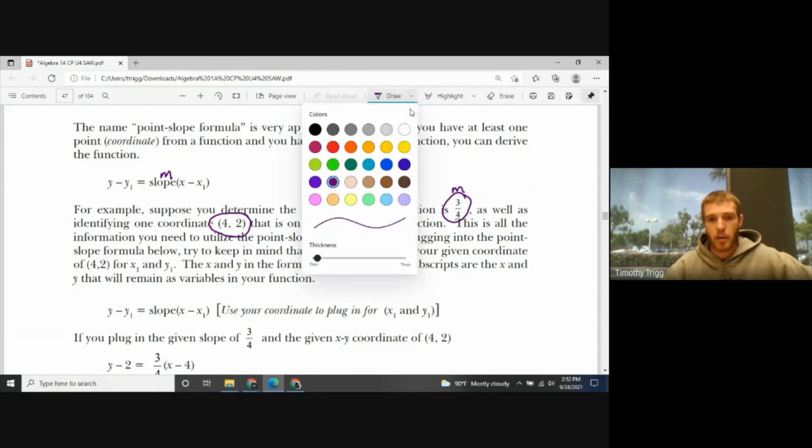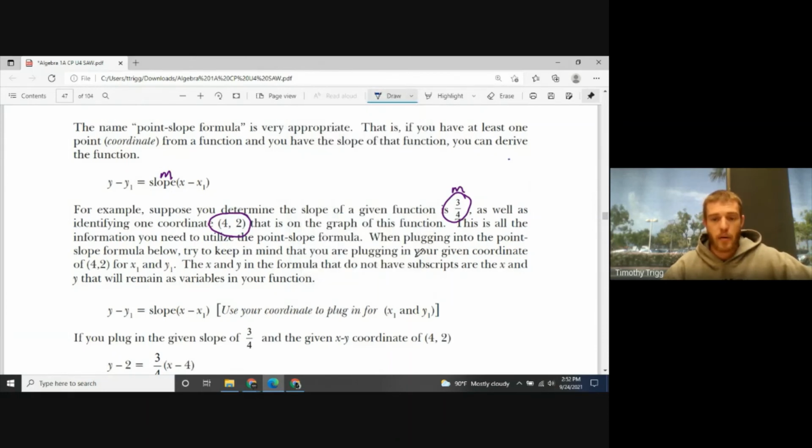Now, what's nice about this slope, point-slope form, is that we can find the equation of a line if they just give us the slope and any point on the line. So if they give us the slope and any point on the line, then we can find the equation using this form. The point that they give you tells you the x sub 1 and the y sub 1. In this case, x sub 1 is 4, and y sub 1 is 2.